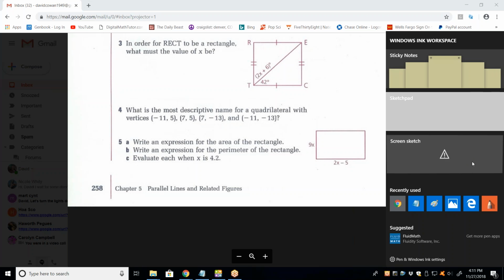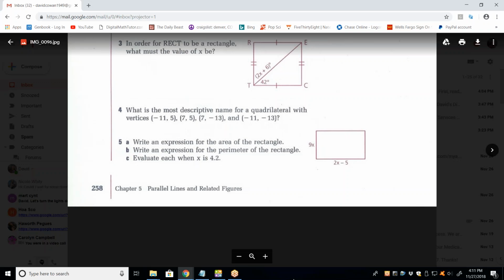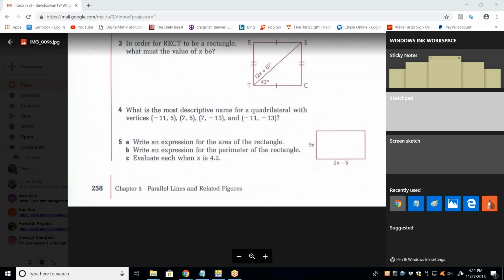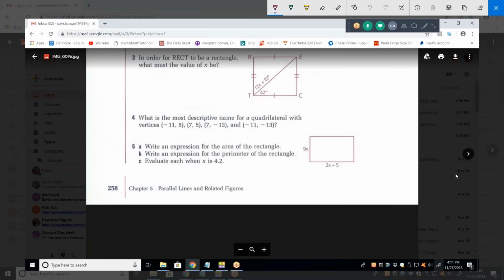Screen sketch doesn't want to work. Hold on. Try that again. Well, make sure I'm recording. I am. Let's check it again. There we go. Sometimes it's hit and miss.